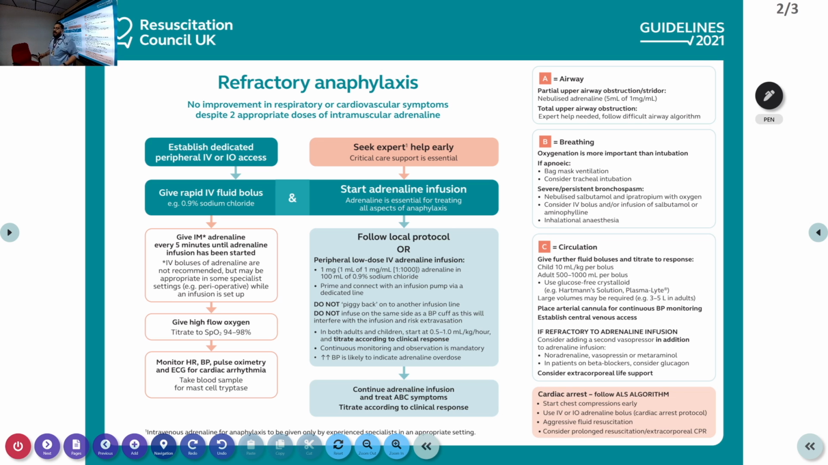Immediately, anterolateral aspect of the thigh. The next thing, what you have to do before that, you have to stop the infusion. If the patient is on any infusion, you have to stop it, stop the trigger. That is the major idea.